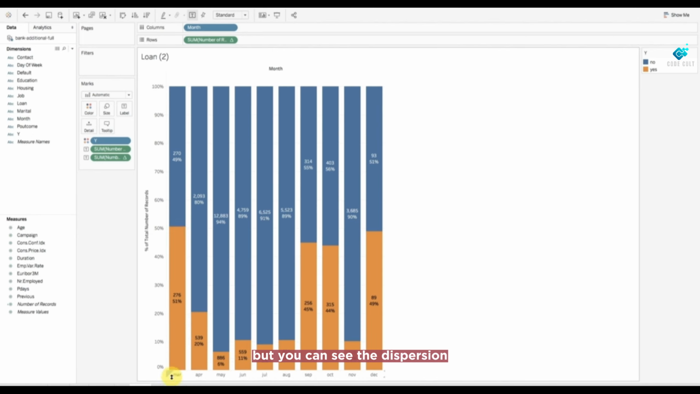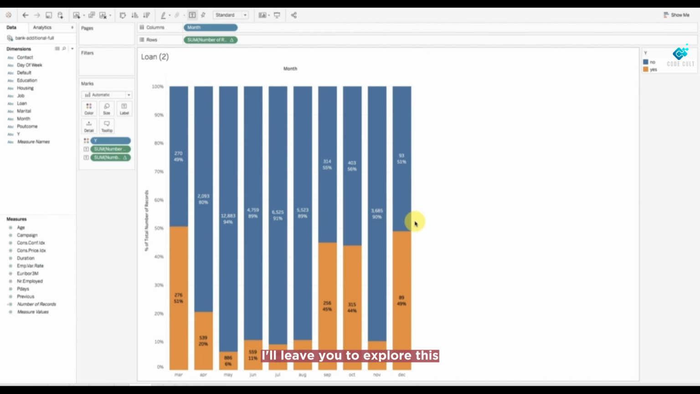But you can see the dispersion, the diversity of all of these. Some are higher, some are lower. This is crazy. So what I'll do is leave you to explore this and try to understand why certain months are higher, certain months lower, just based on what you know about what happens in certain months. And then we'll talk about it together in the next tutorial.